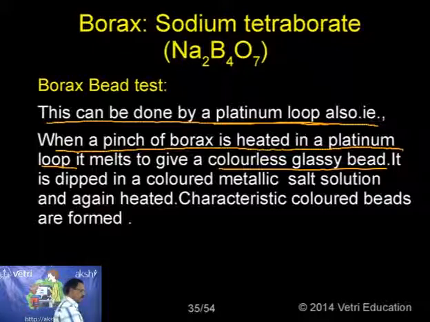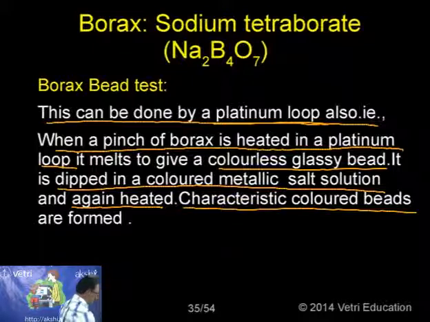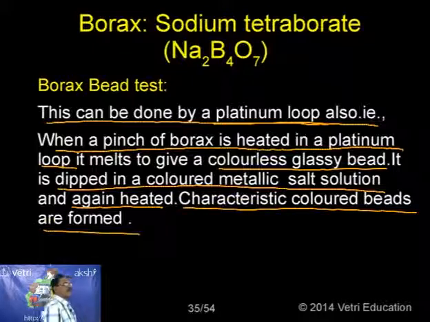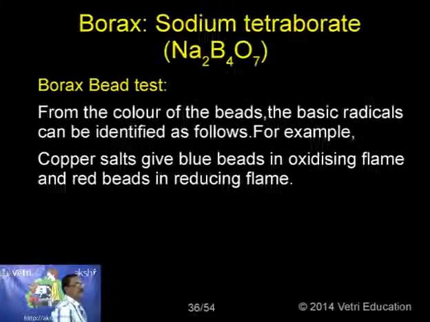The loop is then dipped in a colored metallic salt solution. It will now react, the glassy bead with the metallic salts, and again it is heated. So characteristic colored beads are formed, just like copper I have shown you. Different colors for different cations, so from this we can easily identify the metal ion. Let me give you the list so we can appreciate the interesting information. Kindly follow.